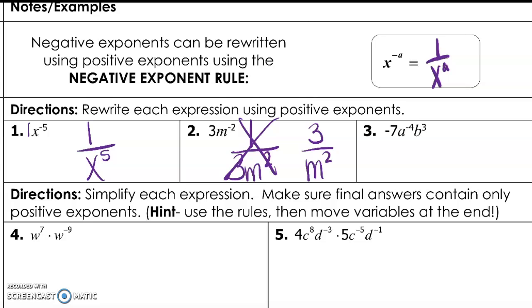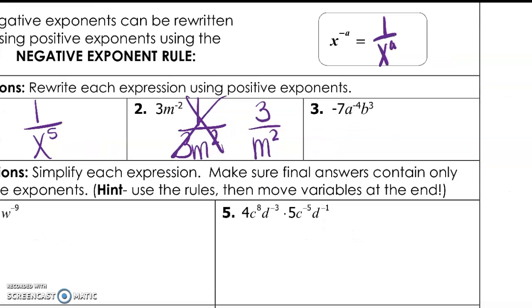Number 3 is especially confusing because it's a negative 7. However, that is just a plain number. So your negative 7 stays on the top and your b to the 3rd stays on the top because it's positive. Your a to the 4th goes to the bottom. One hint I have is as soon as you see negative exponents, draw yourself a fraction bar and then decide which terms need to go to the top and which ones need to go on the bottom.